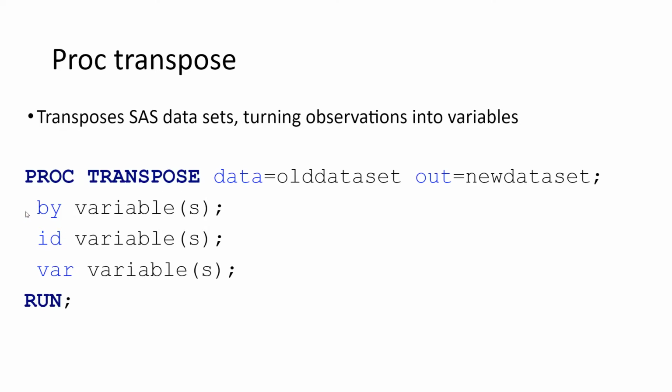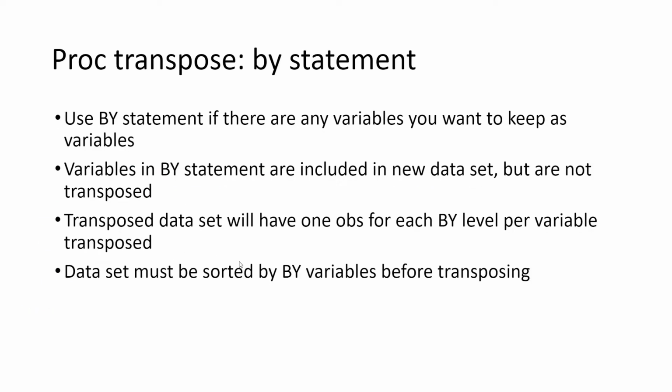And then you can add some by variables to transpose by a certain variable, and then ID variables to identify what variables are the ID or patient ID variables, and VAR is the variables that we want to collapse. So this will make more sense once we start working with it and showing you an example.